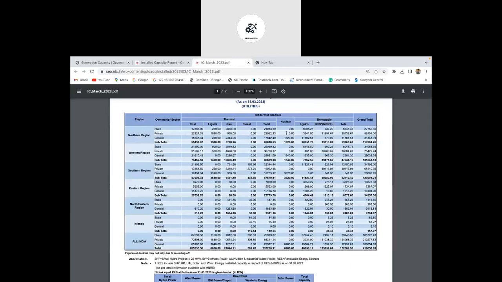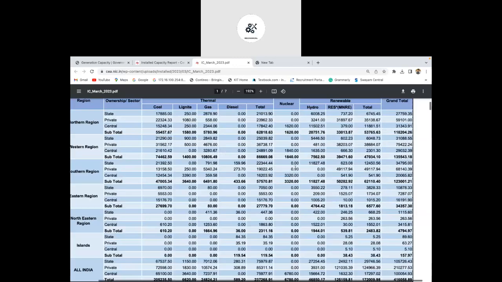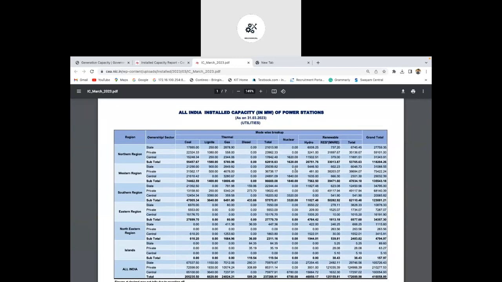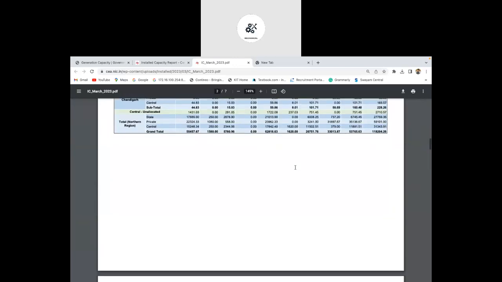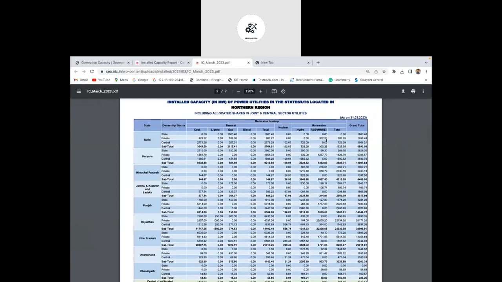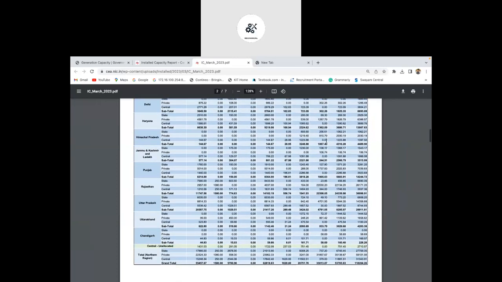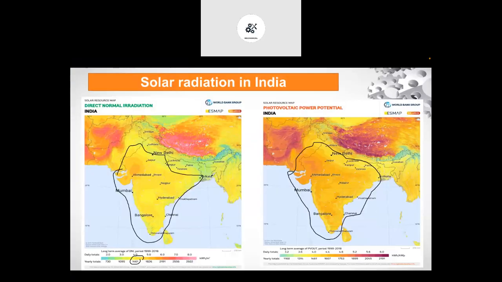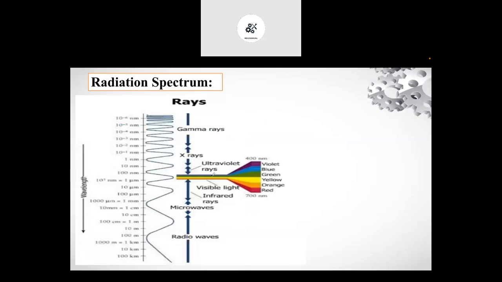Generally, in the northern region, solar energy generation is much less than in the southern region, because the southern region receives more radiation compared to the northern region. You can refer to this data to understand the position of the solar power sector in the Indian power sector. You can also see the state-wise and sector-wise variation of power generation in this report. So in India there is large potential to capture solar energy, because annually we receive more solar radiation than the global average. Next we can see the radiation spectrum.